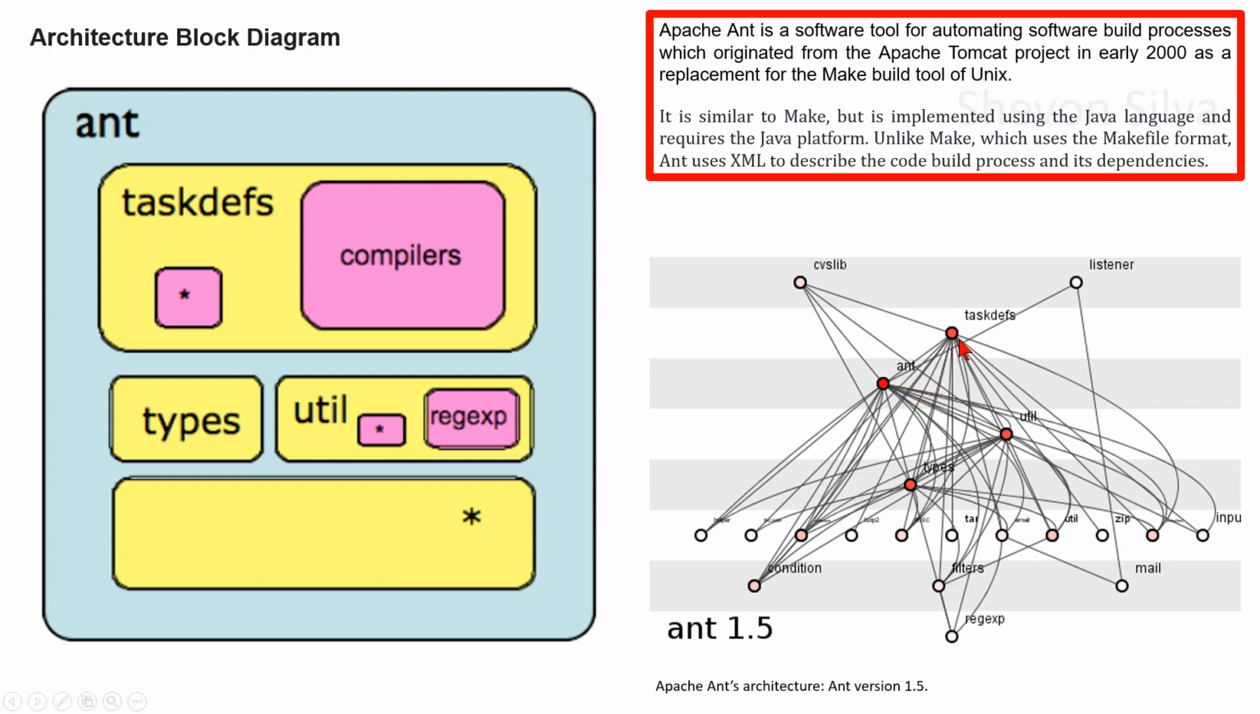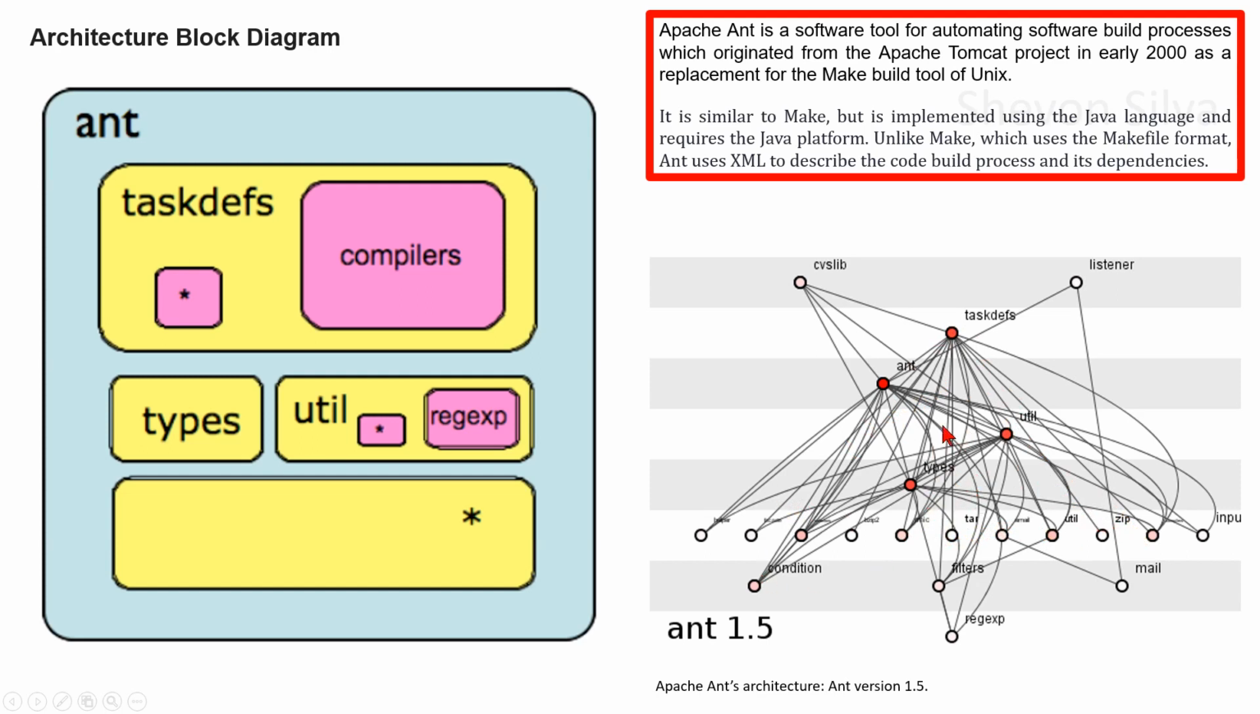Here you can see Taskdefs interacts with the Ant, util, types, CVSlib, filters, condition, zip, util, and tar, etc.